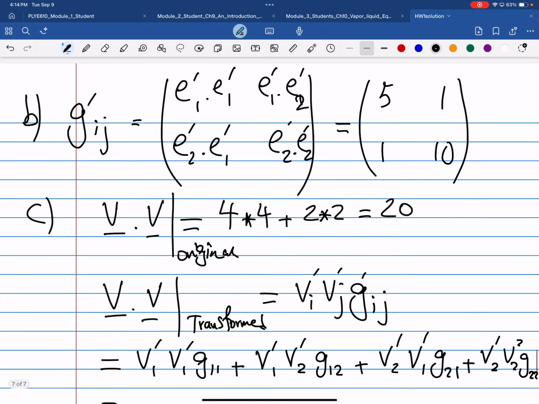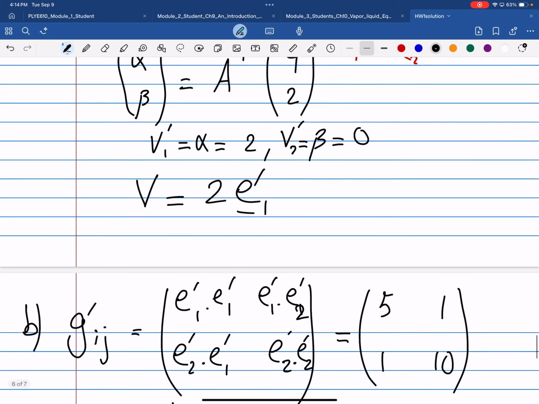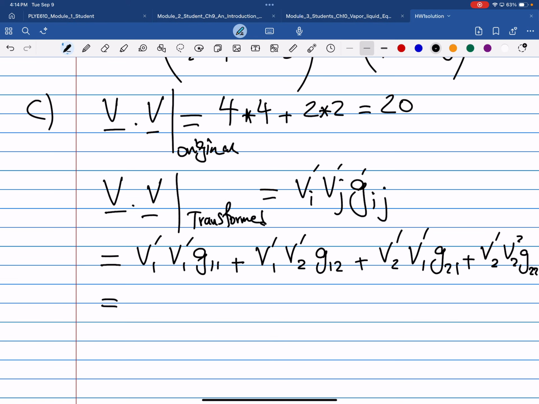So what is your V prime? This alpha was your V1 prime, beta was V2 prime. Right? So this is going to be 2 times 2 times 5. V prime 2 is 0, that's 0, plus another 0, plus another 0. So this is going to be 20. This is great, right?